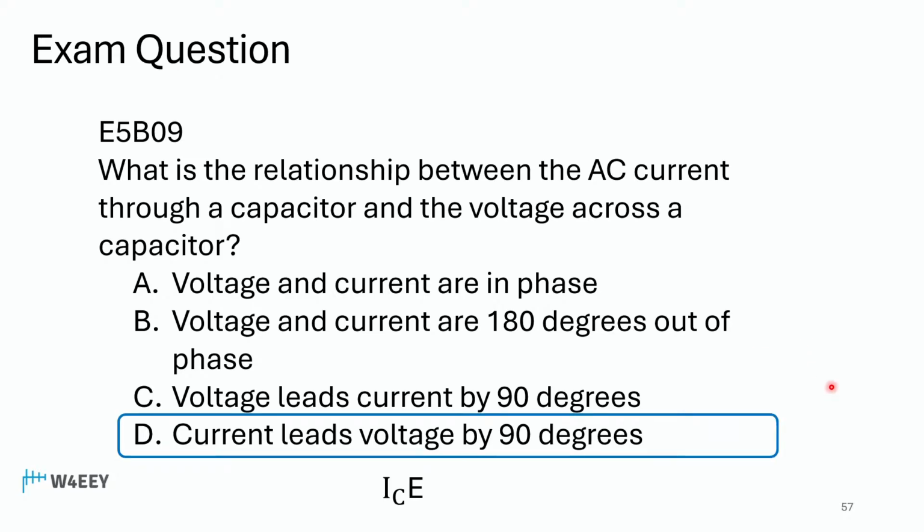Did you say Baker or? D. D, yeah. Delta. That's correct. Current leads voltage by 90 degrees. Good. And remember 90, that's important.